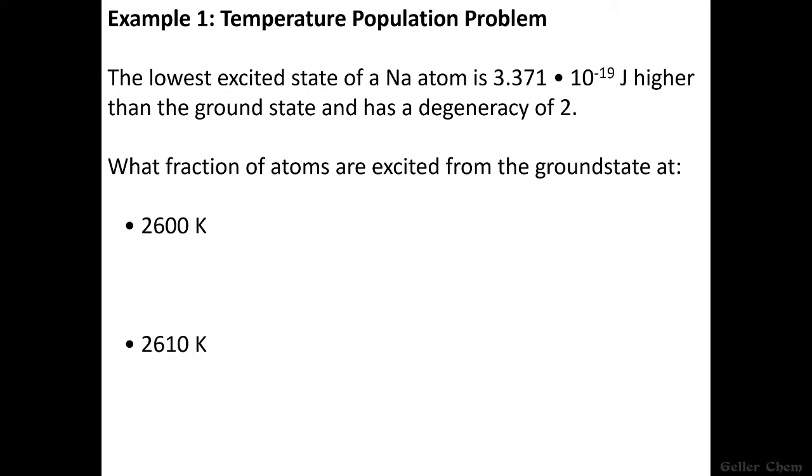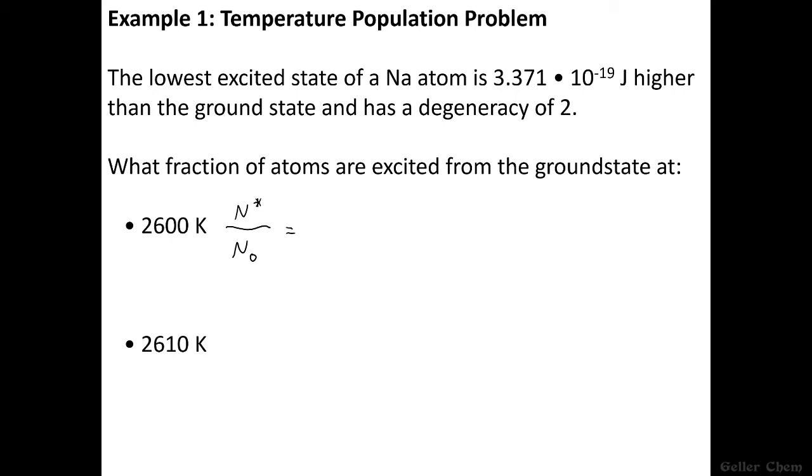Well, this is really just a plug-and-chug question, although we'll get into an important theoretical concept after I do it. So let's do 2600 in full. We'll start with that equation. We are interested in the fraction of N star compared to ground state population.